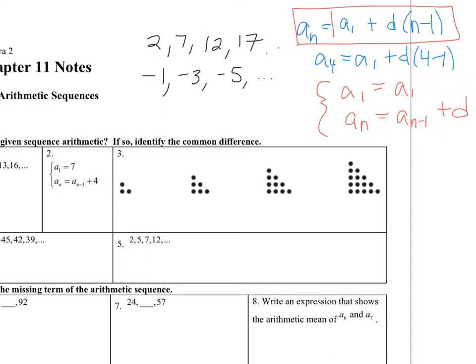To use the recursive formula, let's say you're trying to find the 34th term. You can't just plug in 34, because a sub n minus 1 would be a sub 34 minus 1, which is the 33rd term. So you have to know the 33rd term. The explicit formula is the easy way to find the 34th term. With the recursive way, you'd have to get the first 33 terms.